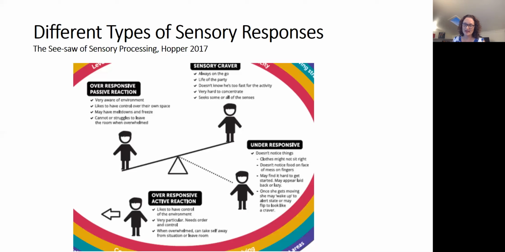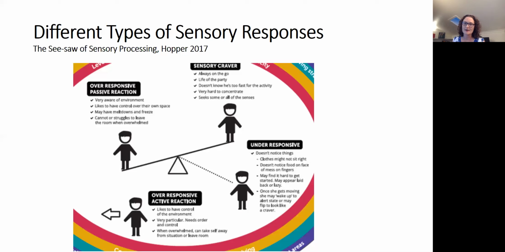At the top of the seesaw, we have the sensory cravers. These are the kids who are always on the go. They thrive on getting more sensory input. They're often the life of the party. They're heaps of fun to be around. But these kids don't know how fast they're going, and we need to teach them, using a fast, slow, just right self-regulation meter, how to know when they're going too fast. So giving that feedback of, Esther, I think that you're going too fast. How can we bring you down and make your body feel more calm and organised and relaxed?